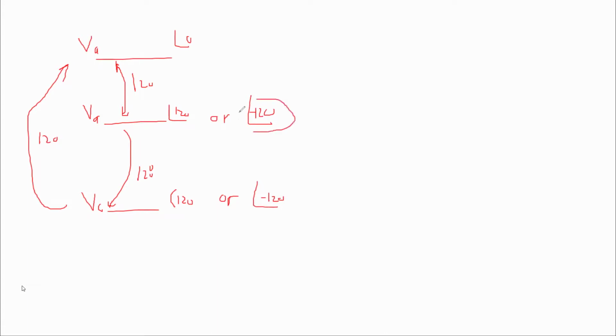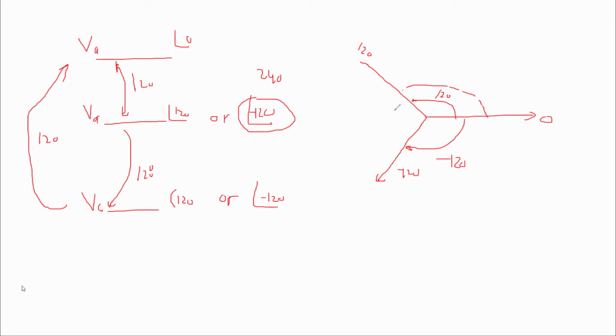Minus 120 means 240. This is angle 0. This is minus 120. This is plus 120. This is plus 120. This is minus 120. If you go from this side, the minus 120 is actually exactly like a plus 240. If you go this direction it is positive, and this direction is negative.